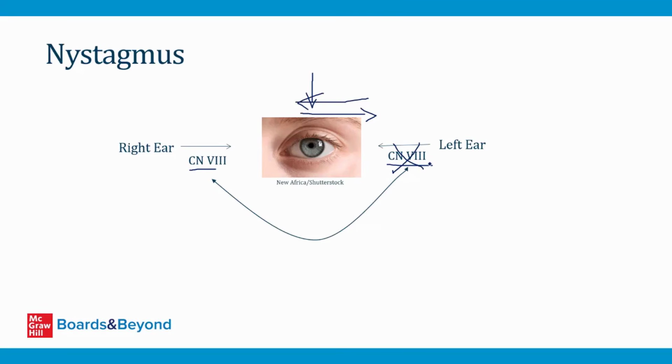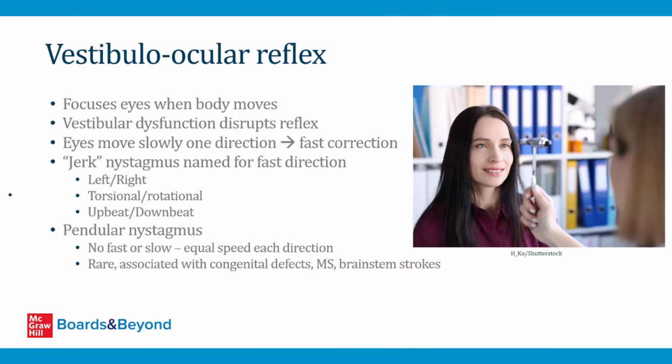You see a slow oscillation of the eye towards one side and then a rapid correction back towards the other side. So nystagmus is really just a manifestation of disruption of the vestibulo-ocular reflex. This reflex focuses the eyes at the midline when the body moves. And when there's dysfunction of the vestibular system in the inner ear, that disrupts this reflex. And what happens is the eyes move slowly in one direction, and then there's a fast correction back in the opposite direction. And so the most common type of nystagmus is jerk nystagmus.